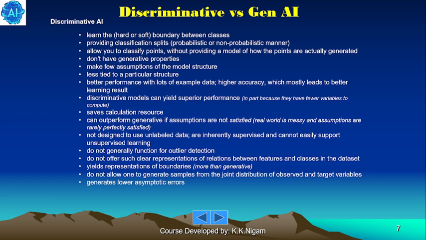Real world is messy and assumptions are rarely perfectly satisfied. Do not generally function for outlier detection. Do not offer such a clear representation of relations between features and classes in the dataset. Yields representations of boundaries more than generative. Do not allow one to generate samples from the joint distribution of observed and target variables. Generates lower asymptotic errors.